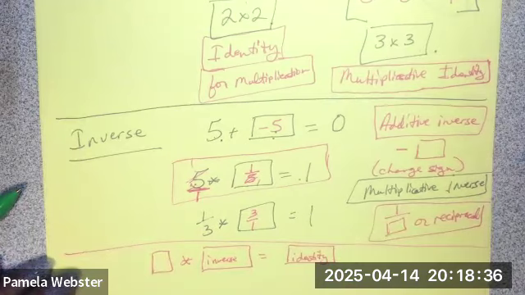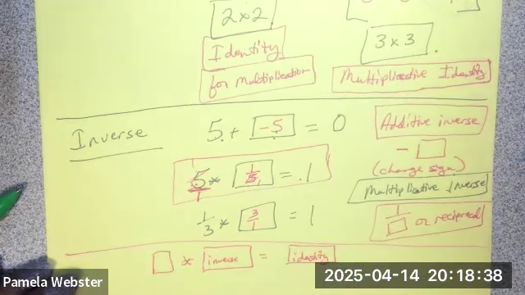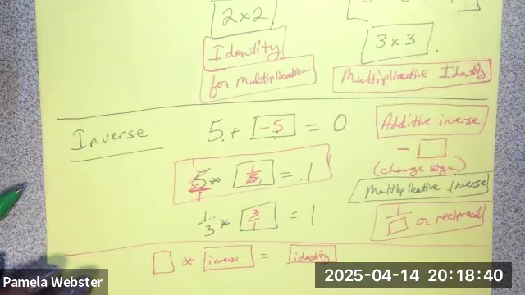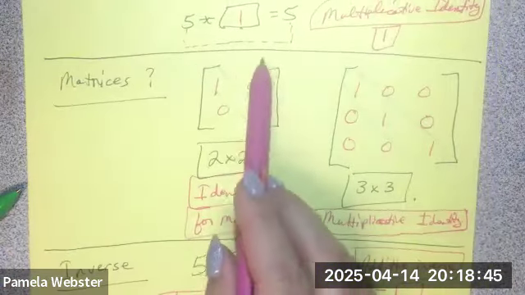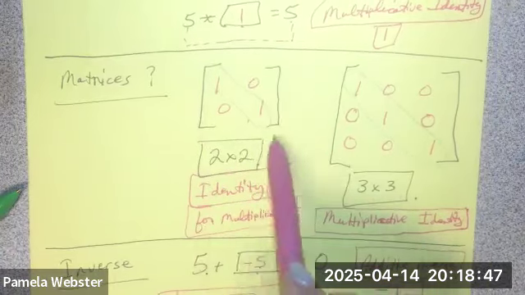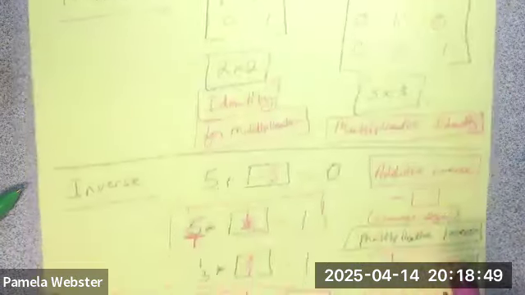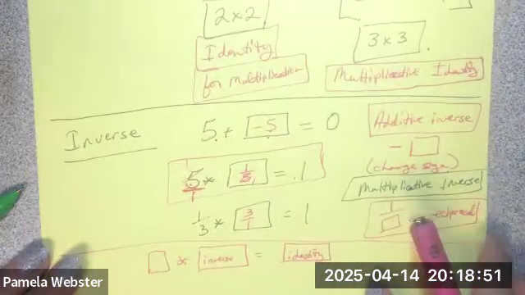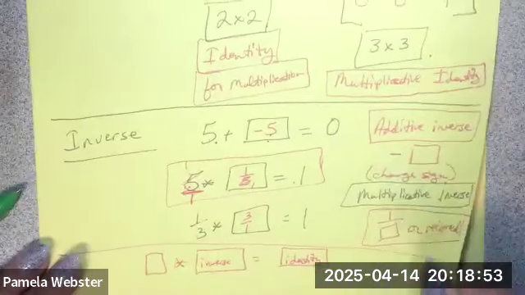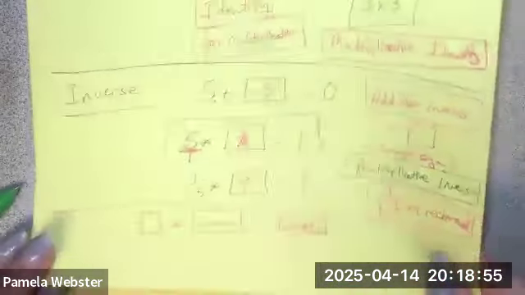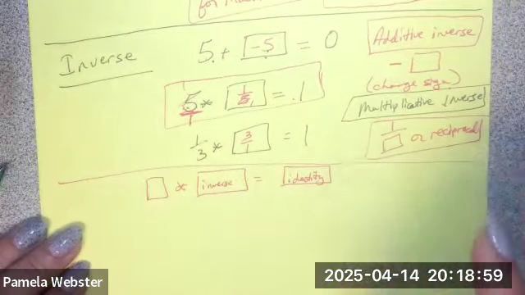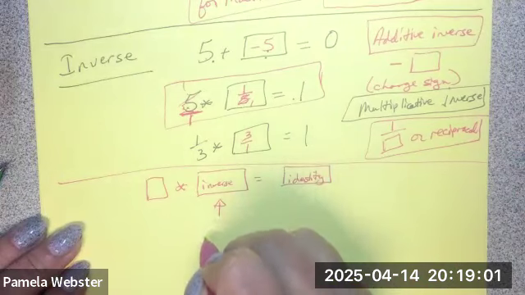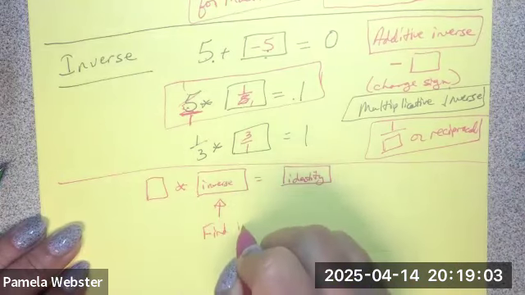Does that make sense? Some number times the inverse gives me back the identity. Okay. That's what we had. But here we know the identity is going to be [[1,0],[0,1]]. Okay. Inverse gives me back the identity. So what we're going to be doing is finding the inverse.